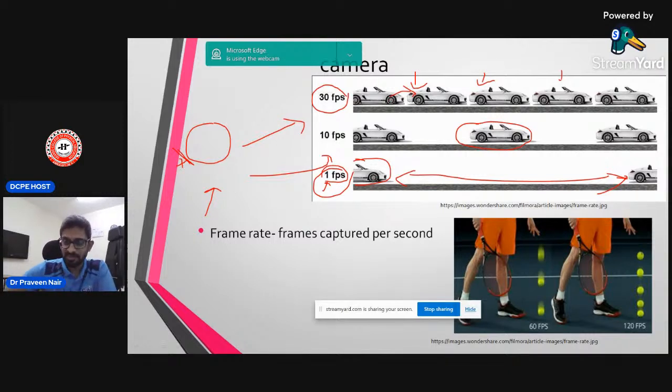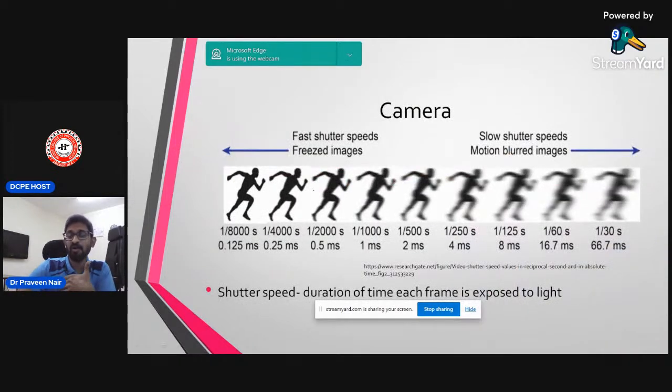In the same way, you can see in this figure, a 60 frame rate and a 120 frame rate. Per frame, you are able to see the path of the ball clearly if you have a higher frame rate. Now, higher frame rate comes with a price also. It has a direct relation with the shutter speed. Shutter speed is the amount of time your camera is exposed to the light.